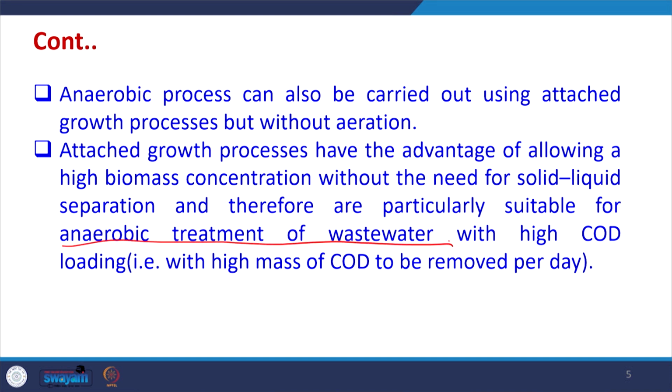So, we can have bio towers where the attached growth system is there with high COD loading. So, we can use the attached growth system for anaerobic treatment, the only difference being that there will be no aeration or no supply of oxygen.